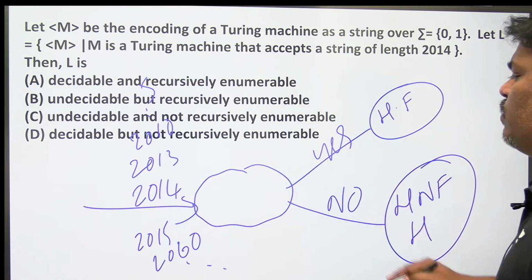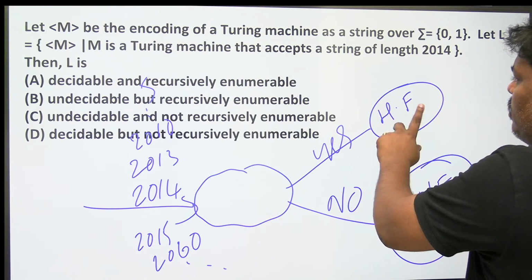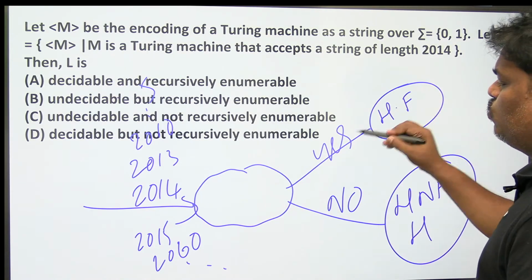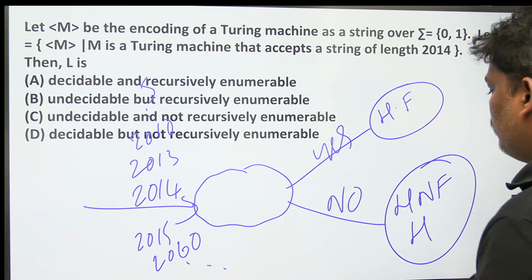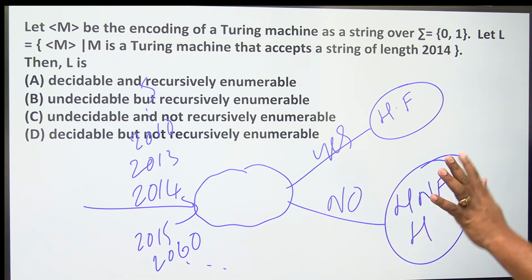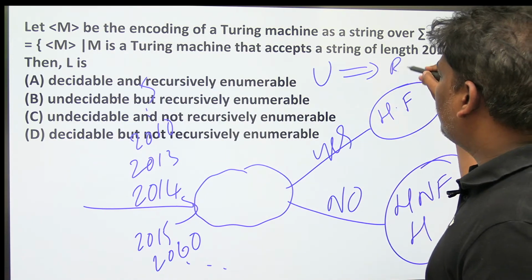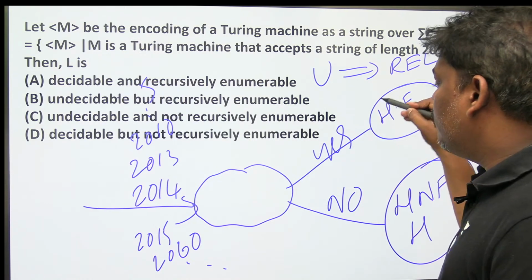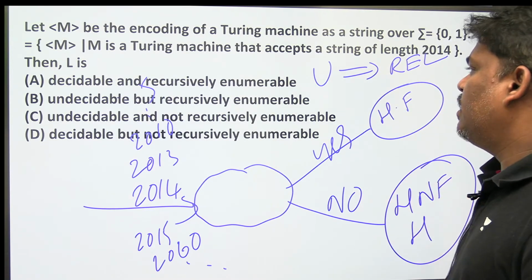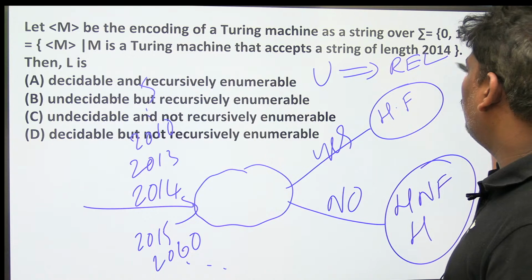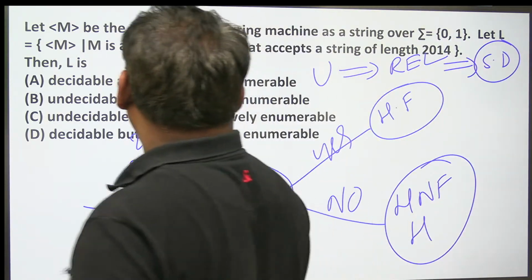So finally what I want to say: if you give 2014, which is the valid thing, halting final is possible. If you give other than that, it may halt, it may not halt. That is the reason it is undecidable, but remember it is recursively enumerable, because the valid thing will halt. If the valid thing also didn't halt, then it would be not recursively enumerable. It is undecidable but recursively enumerable, which is also called semi-decidable. The answer is undecidable but recursively enumerable, option B.